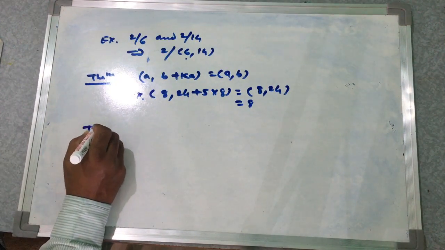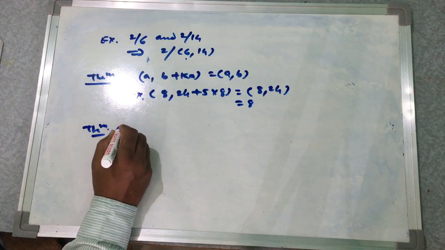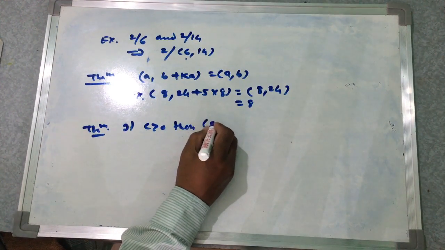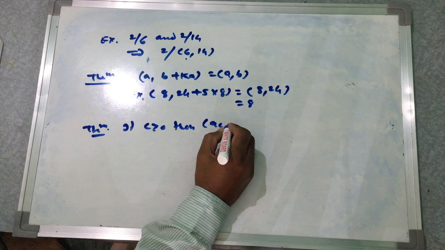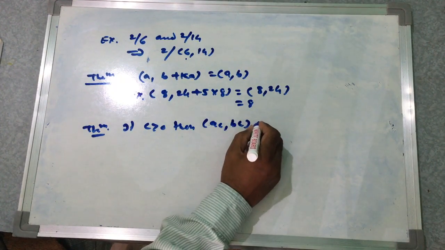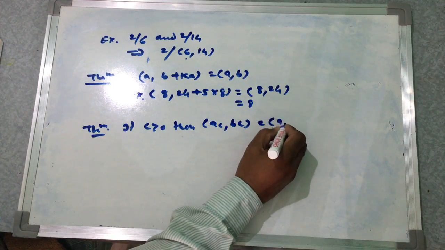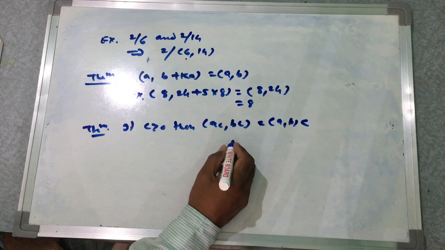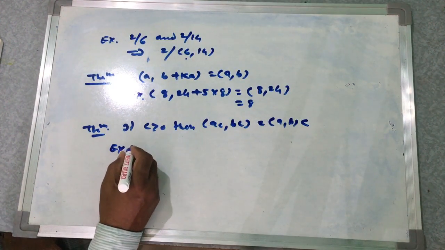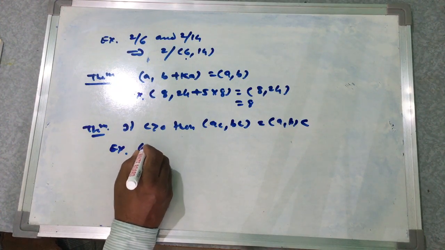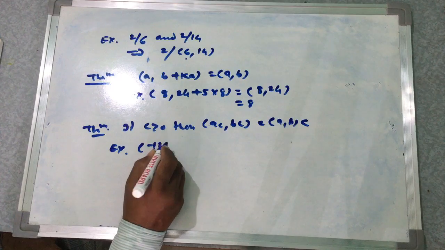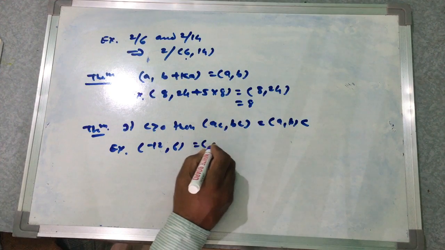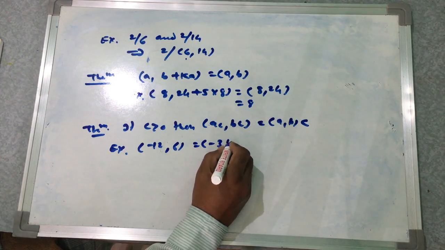Again theorem: if c is greater than 0, then (ac, bc). Here we have common c. So in this manner, example for this theorem: minus 12 and 6, that is equal to minus 3 and 4.